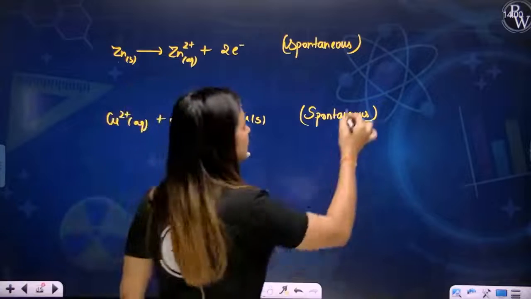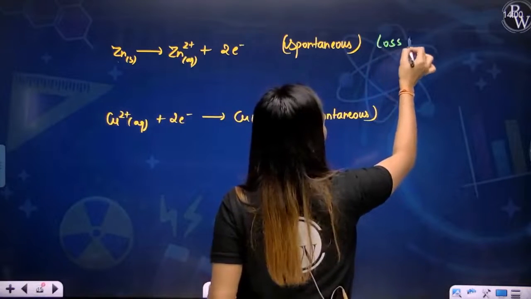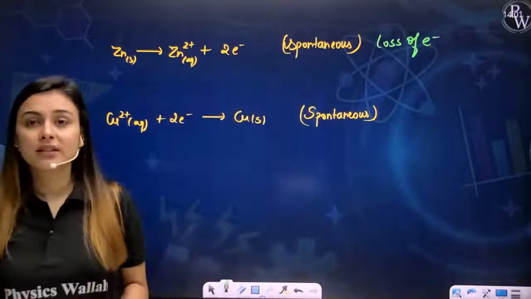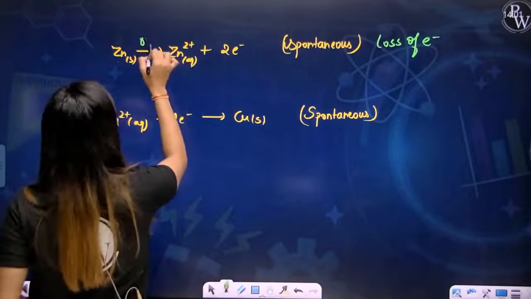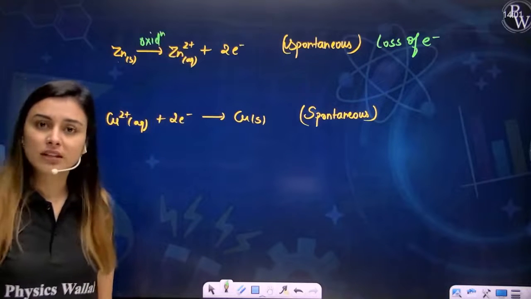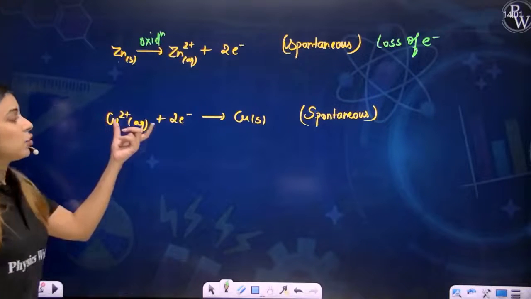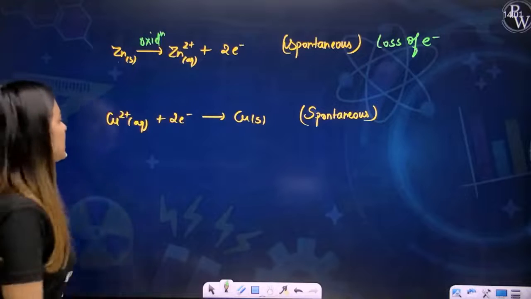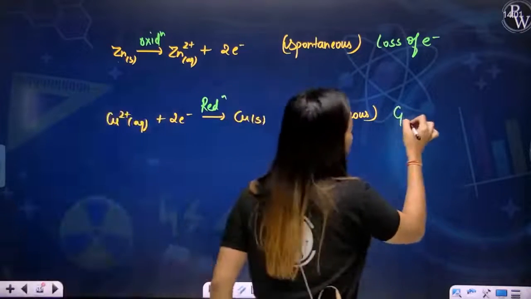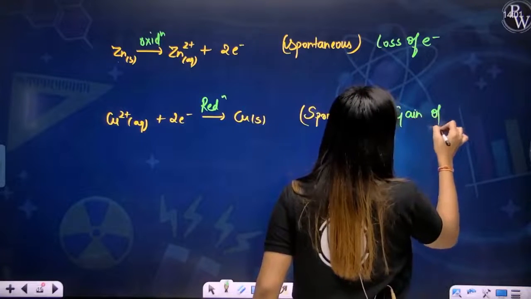Loss of electron is taking place here, and since the loss of electron is taking place, this is an oxidation process. Loss of electron is oxidation. And here 2 electrons are being gained, so this means that reduction is taking place, because gain of electron is taking place.